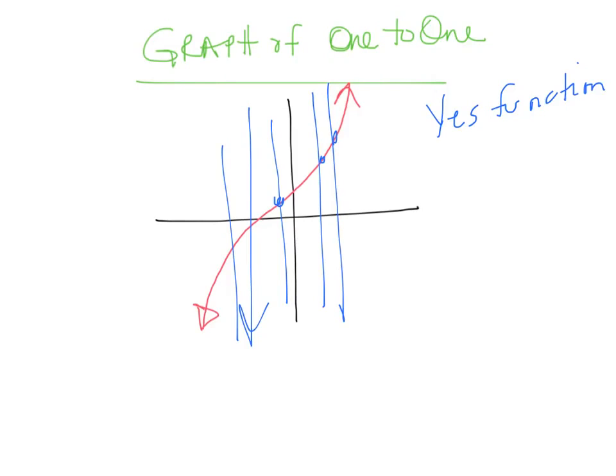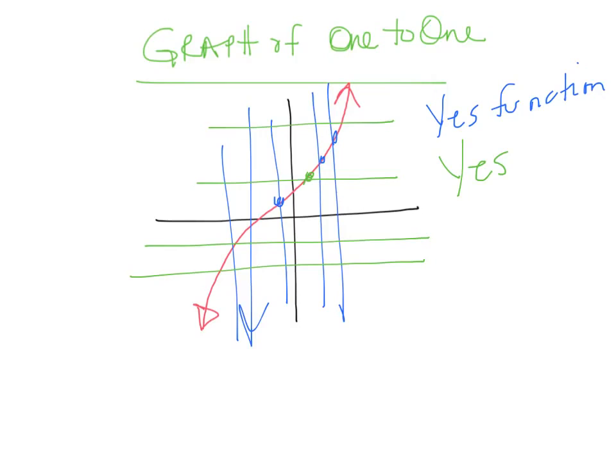But is it a one-to-one function would be decided by the horizontal line test. If you draw a horizontal line, remember, I'm looking to see whether or not I'm intersecting the red graph in just one place. Everywhere I can imagine drawing that horizontal line, I'm only ever going to cross the graph in one place. So yes, it passes the horizontal line test. So yes, it is a one-to-one function.